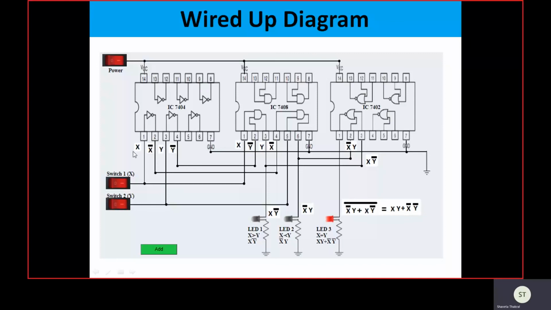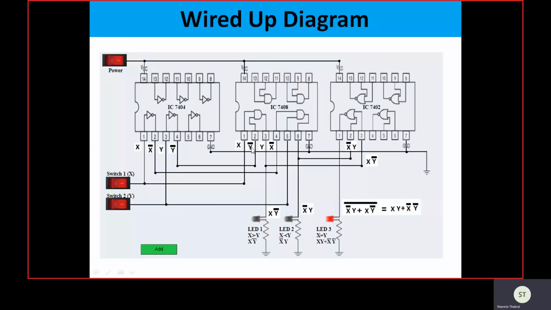At pin number 1 we provide signal X, and at pin number 2 we get X complement. Similarly at pin 3 we provide Y, and at pin number 4 we get Y complement. So now we have two true variables as well as two complemented variables. If we pass these variables to the AND gate IC, we can generate the product of X and Y complement and the product of X complement and Y.